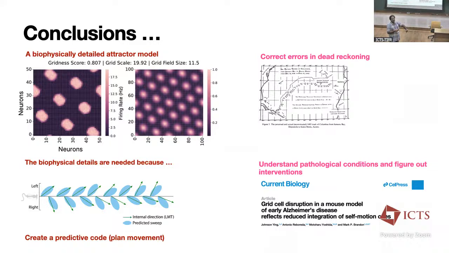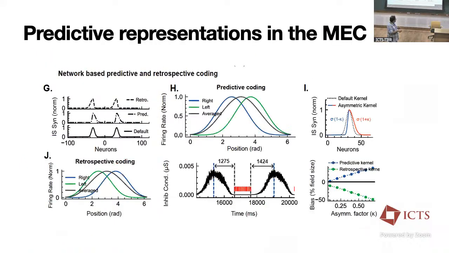If you go to layer 3, the prediction of the representation is about 25% of the size of a grid field, and you wouldn't get that from HCN. So there you need to have an asymmetry in the network kernel, which I didn't have a chance to talk about. In layer 3, it's pyramidal neurons that are grid cells, and they don't express HCN like stellate cells. So this seems to be a more likely candidate.